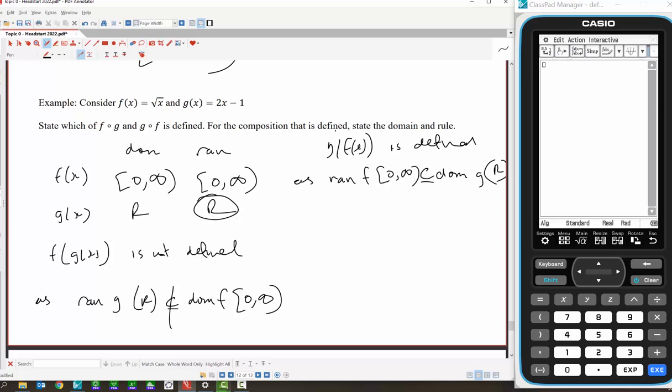Alright, so for the composition that is defined, state the domain and rule. Let's get the composite function. g(f(x)) is g of that, which is 2√x − 1, where the domain is the domain of the original inside function. So f(x) is √x, where x is an element from 0 to positive infinity.